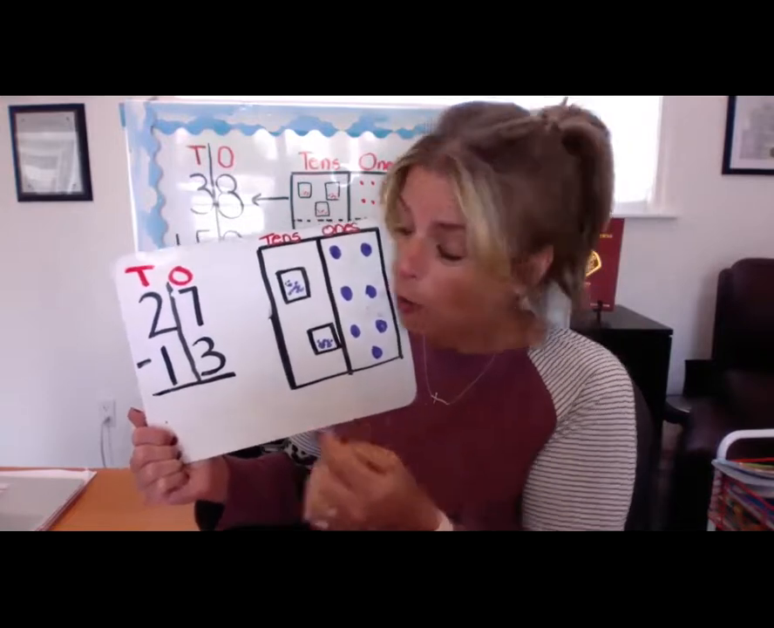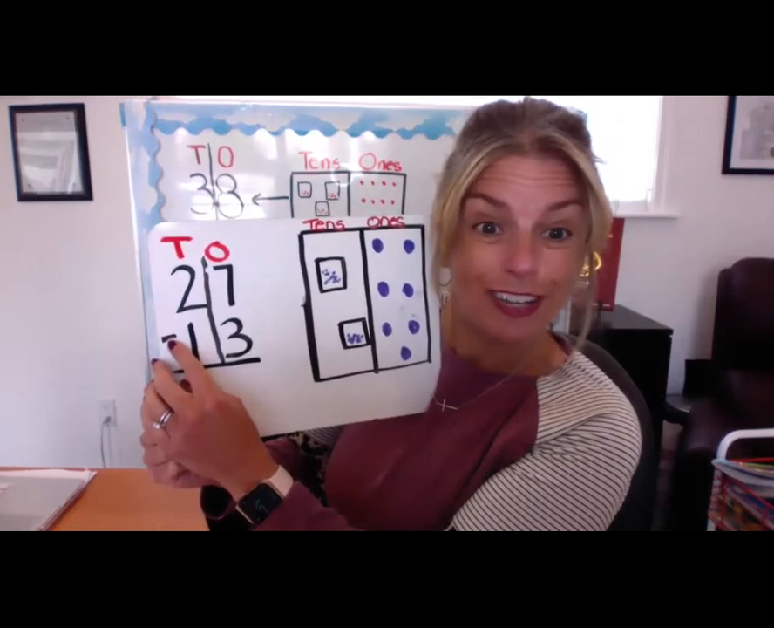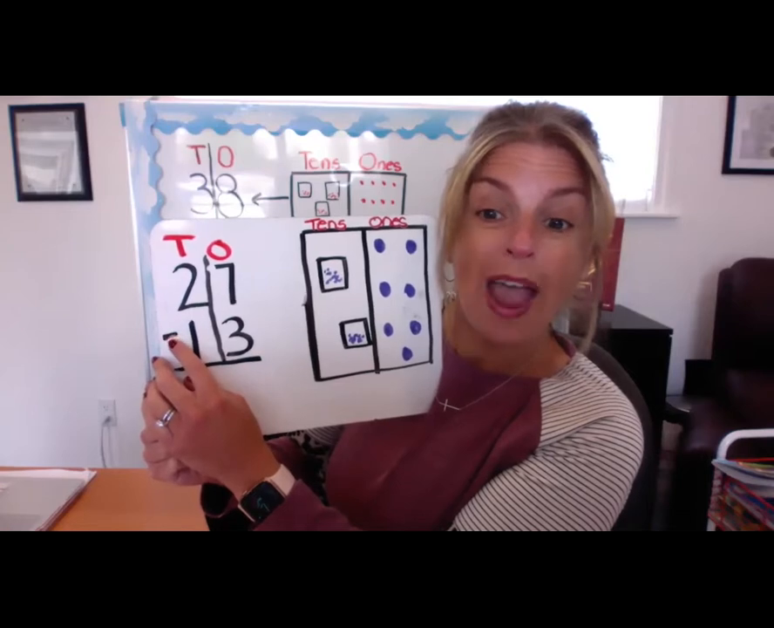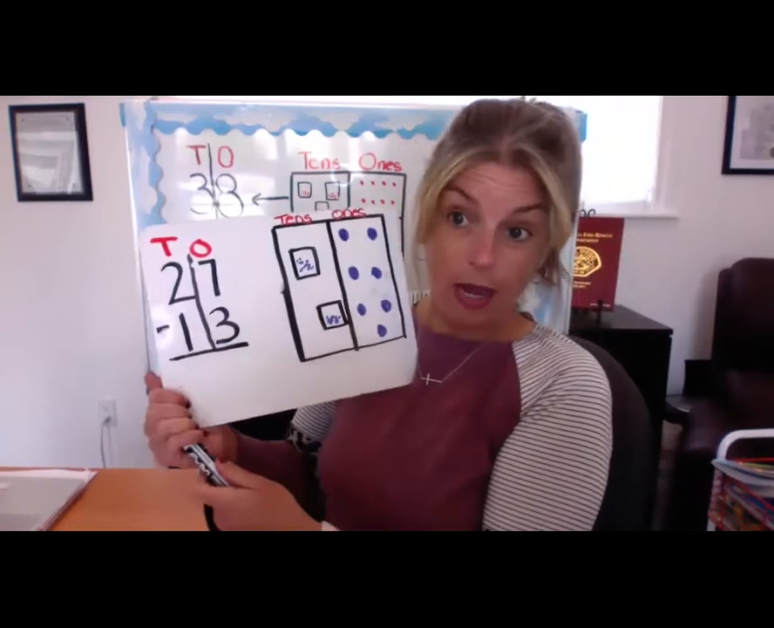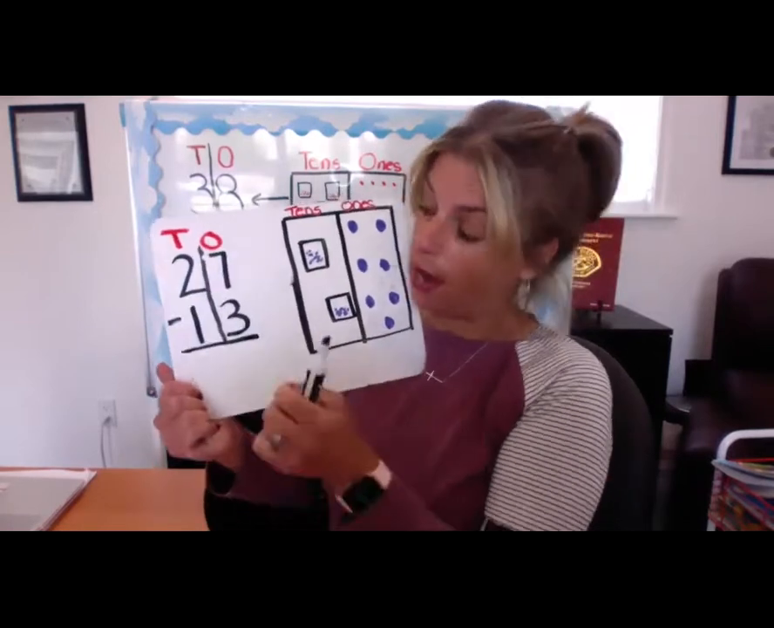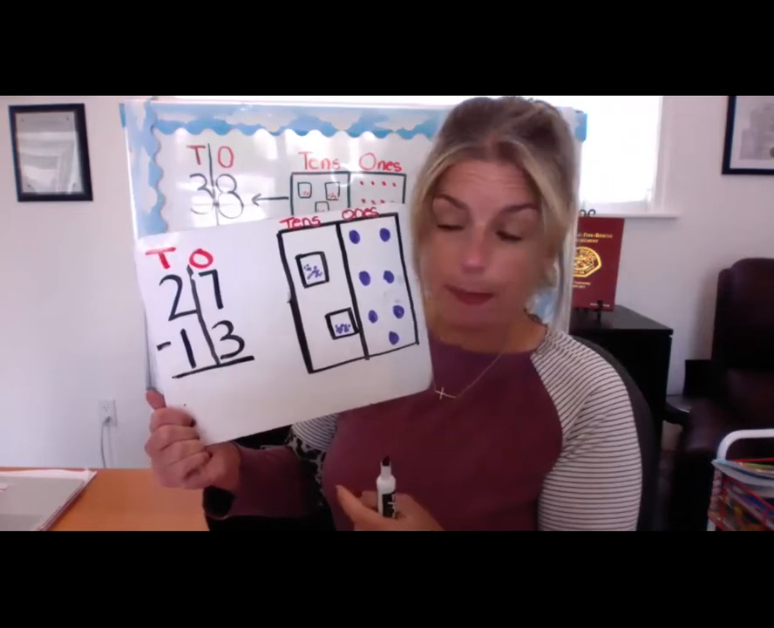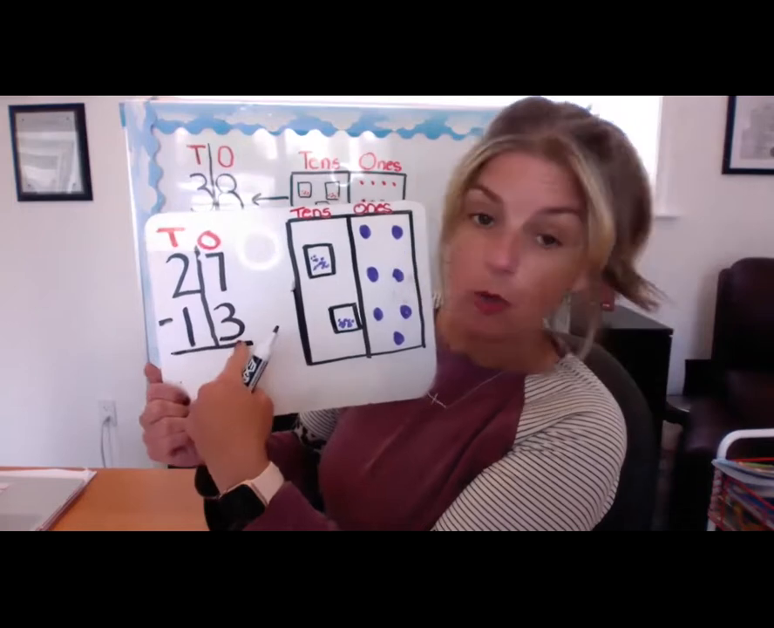Well, again, we don't have one. Why? Here's your answer right here. You are taking away 13. So we're going to take away what it's asking us to by Xing out the picture. So we're taking away 1 ten and 3 ones.